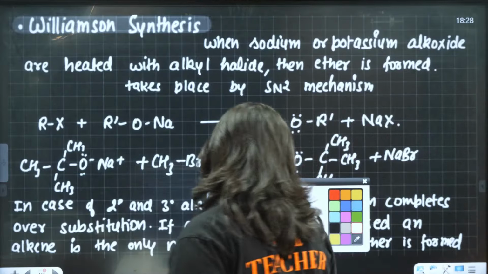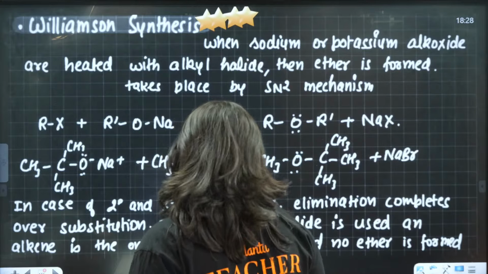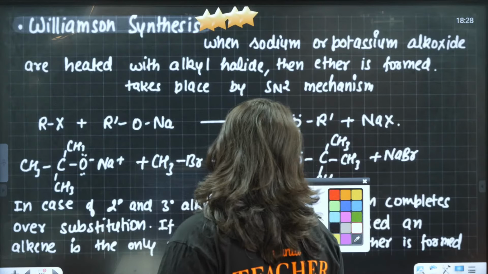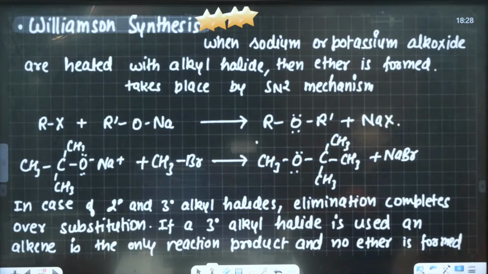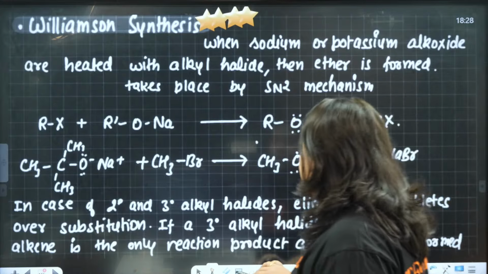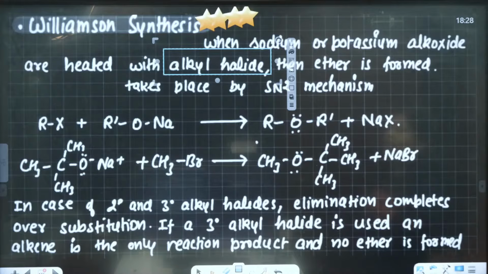So I just told you what kind of questions are asked from alcohols and phenols. Whenever sodium or potassium alkoxide is heated with alkyl halides, ether is formed, which takes place by SN2 mechanism.